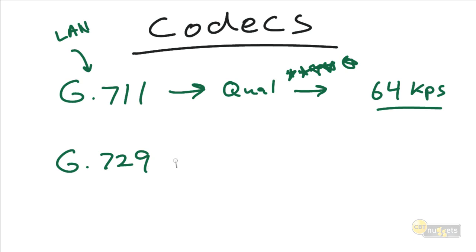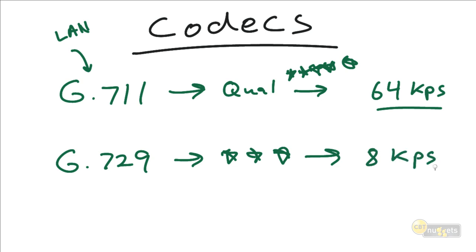G.729, no, it's not going to have the quality that our G.711 did, maybe 3 stars, right? But G.729 is going to offer about 8 kilobits per second. Wow. So notice the choice of codec is going to be hugely important, impacting call quality, but most importantly, perhaps, impacting the bandwidth required for these voice over IP calls.